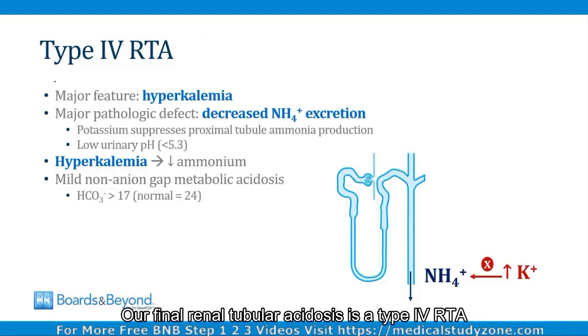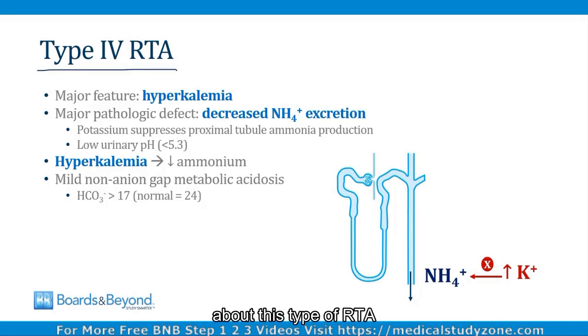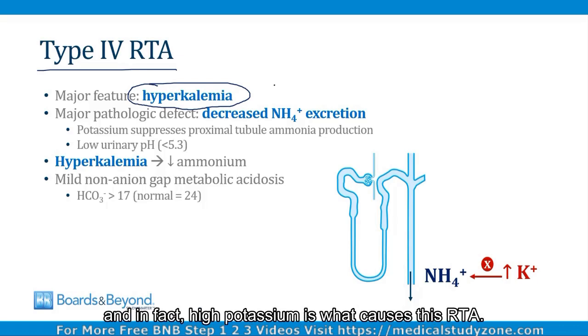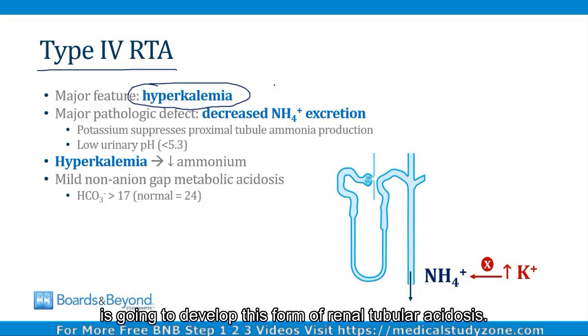Our final renal tubular acidosis is a type 4 RTA. The main thing you want to remember about this type of RTA is that its major feature is hyperkalemia. This is the only RTA associated with hyperkalemia, and in fact, high potassium is what causes this RTA. Any patient who has hyperkalemia is going to develop this form of renal tubular acidosis.